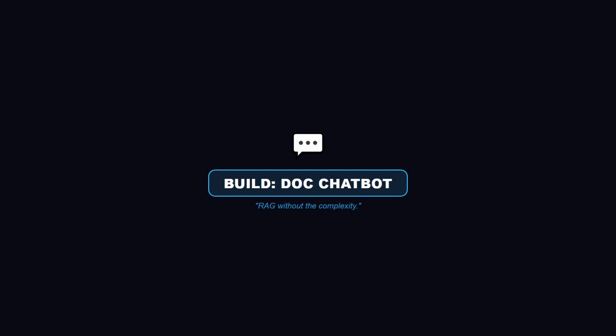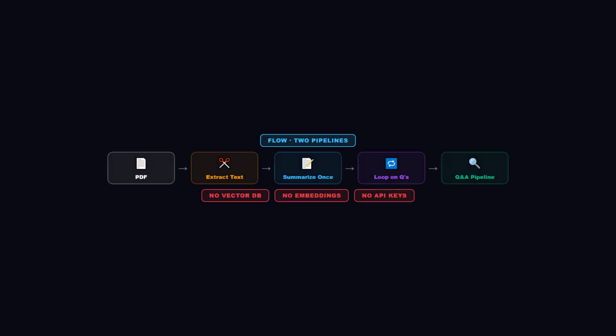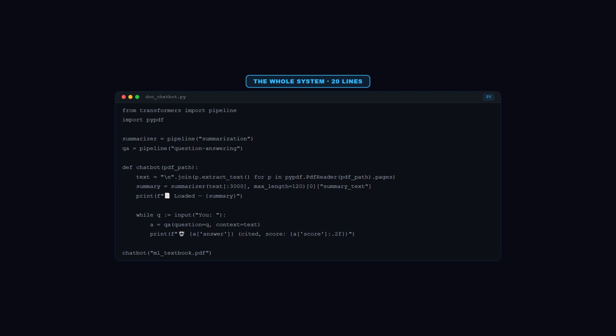Or build a document chatbot. Drop in a PDF. Use the summarization pipeline once to generate context. Use the Q&A pipeline for every user question. 20 lines of Python. No vector database. No embeddings setup. No API keys. No external services. Open the PDF, extract text, summarize, then loop on user input through the Q&A pipeline.